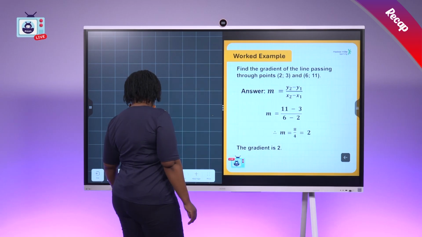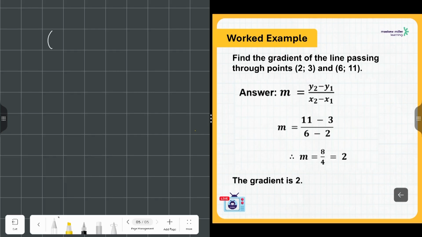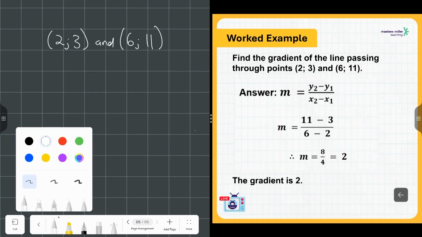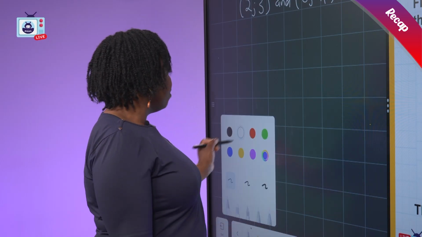So how do we calculate the gradient? I've put some examples that are already worked out. Every time you are given 2 points, you need to know how to calculate the gradient. So in your space, if they've given a point, for example, we had a point with 2 and 3, as well as another point with 6 and 11. If you recall very well, every time we write a coordinate, we write it in terms of x and then y, because x is the input and y is the output. So we need to have x before we can get y.